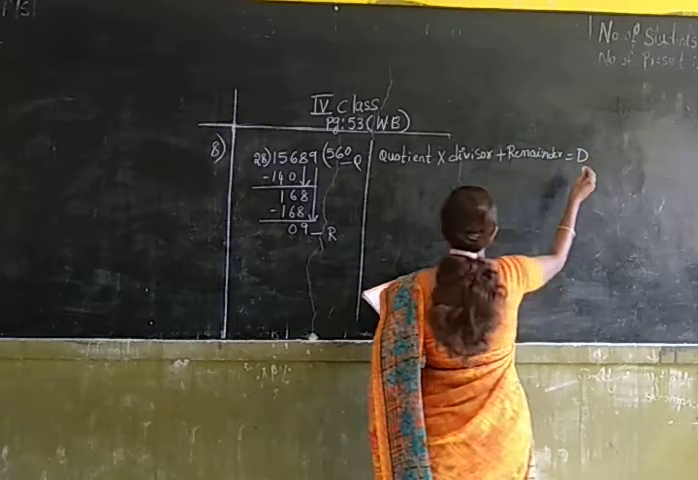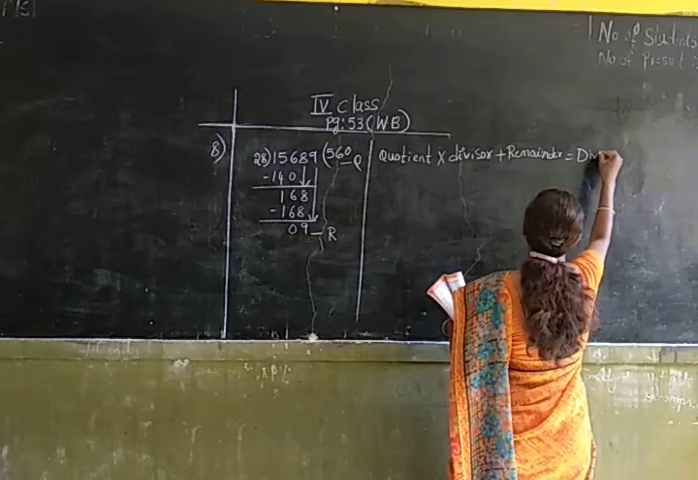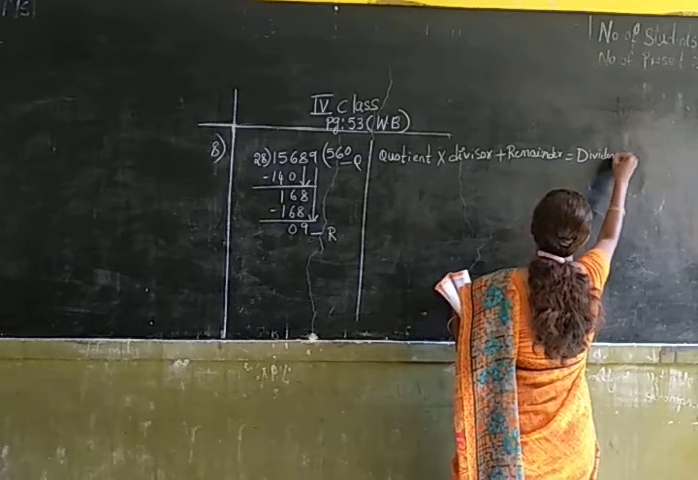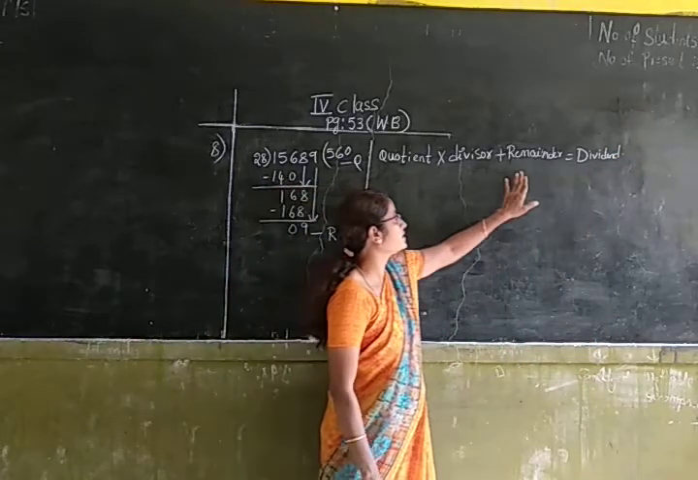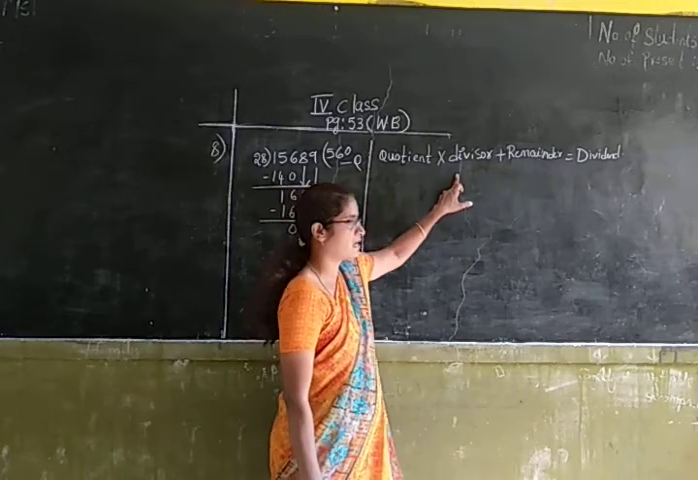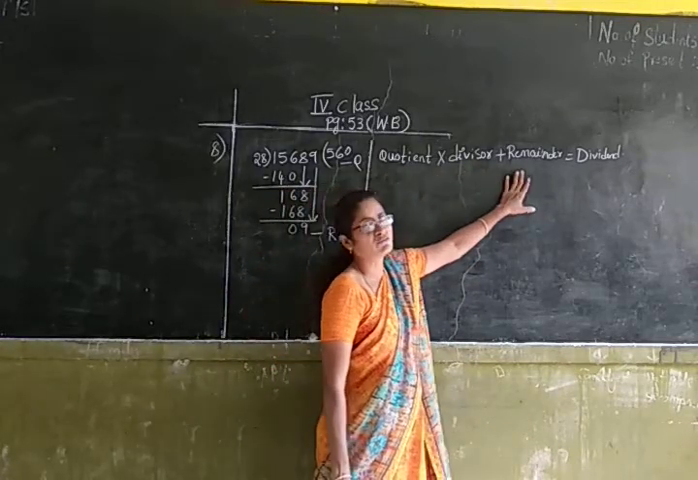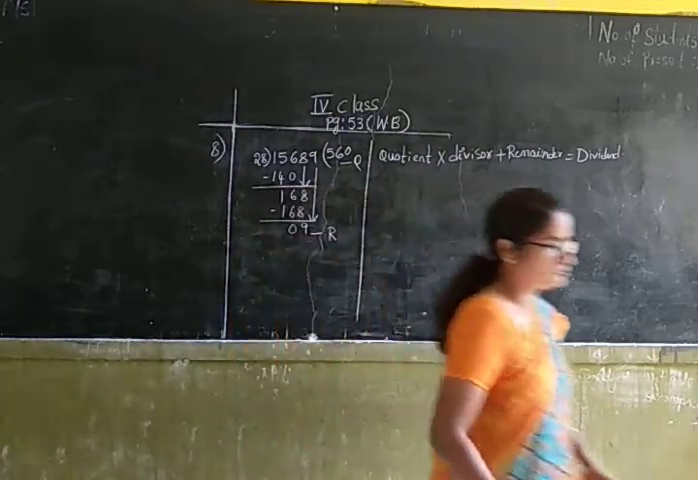Quotient into divisor plus remainder is equal to dividend. If you multiply the quotient with the divisor and add the remainder to it, you should get the dividend. Okay, children?